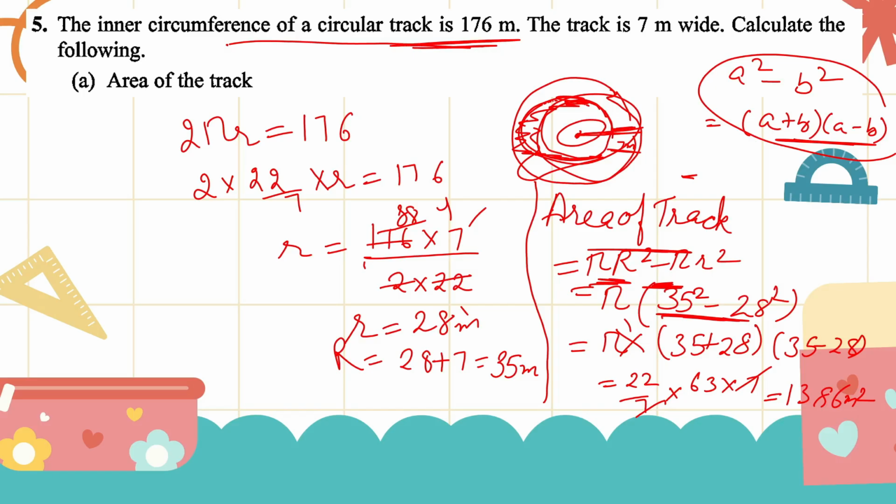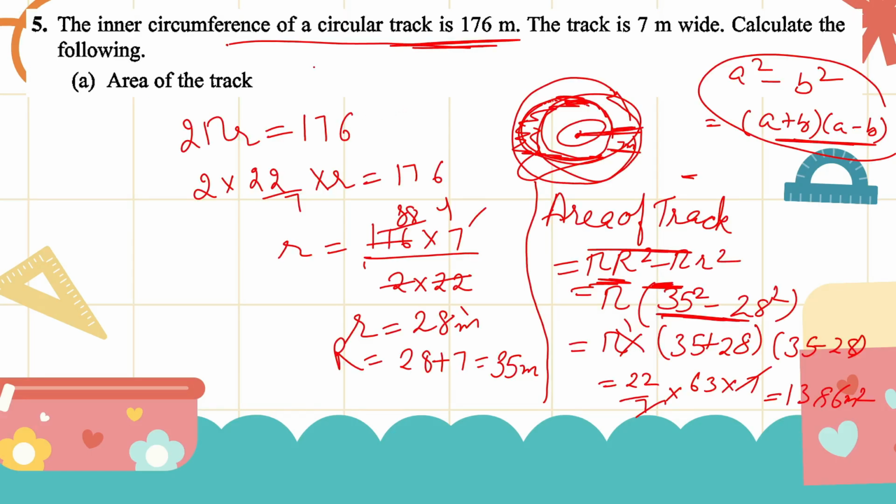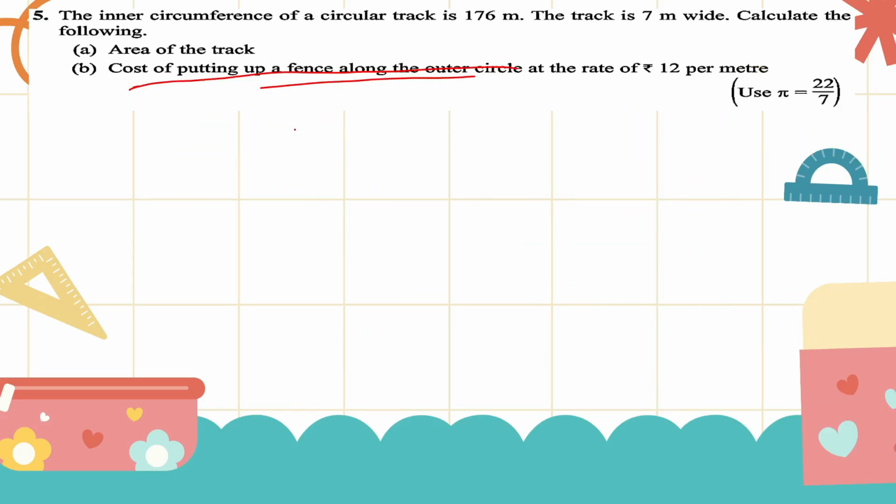Now what is in B, we will see. Again, here is the statement I have written because I have to check what is in B, what is the interrelation of that. What is the cost of putting up a fence along the outer circle? Now, in the previous slide, we found the bigger radius R. So, for the outer circle we need the bigger circle, 35 meter. Clear?